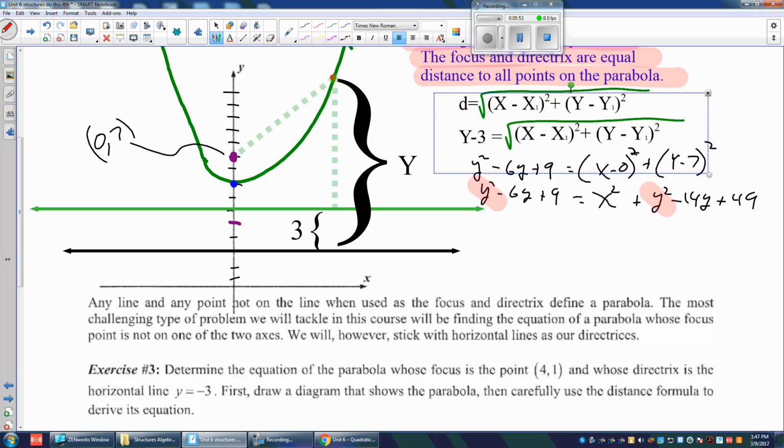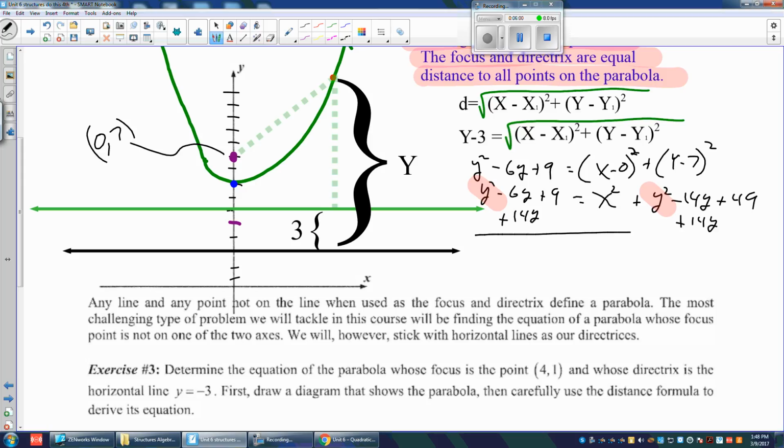Move the 14y to both sides. Why? Because I want the y's on one side. I want the x's and the constants on the other side. So I'm left with 8y. I'm going to subtract 9 at the same time. I'm running out of room. That's why I'm doing it at the same time.